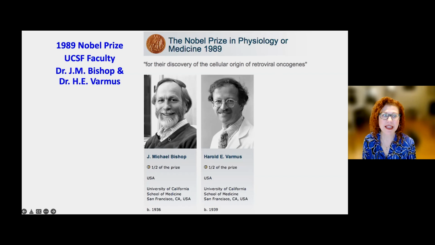So a fun little factoid, some little trivia, is that we had two very famous faculty from UCSF that won the 1989 Nobel Prize for discovering the cellular origin of oncogenes.